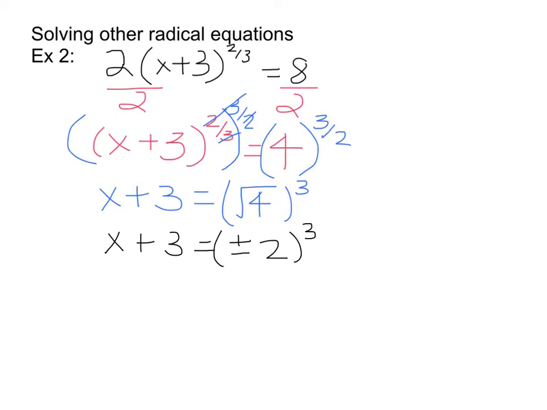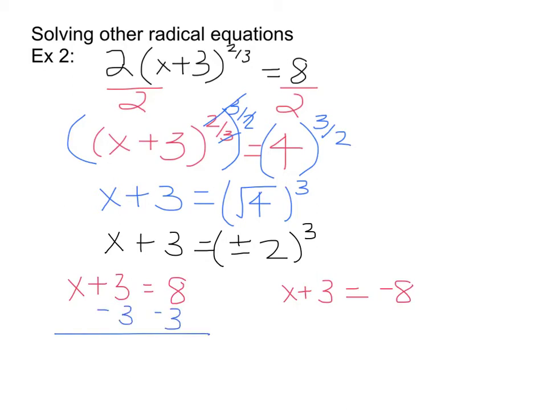And then you have to raise that to the 3rd power. So positive 2 to the 3rd power is 8. Negative 2 to the 3rd power is negative 8. So I just wrote 2 equations so that I could go ahead and solve it. So to move my positive 3 to the other side, I'm going to subtract it. So x equals 5. To move positive 3 to the other side, again, I subtract it. And that is going to give me negative 11.